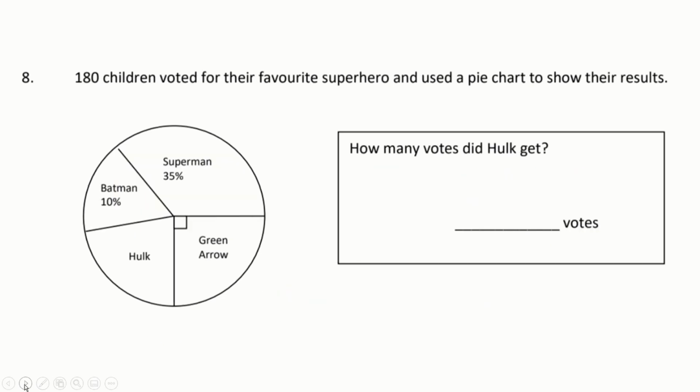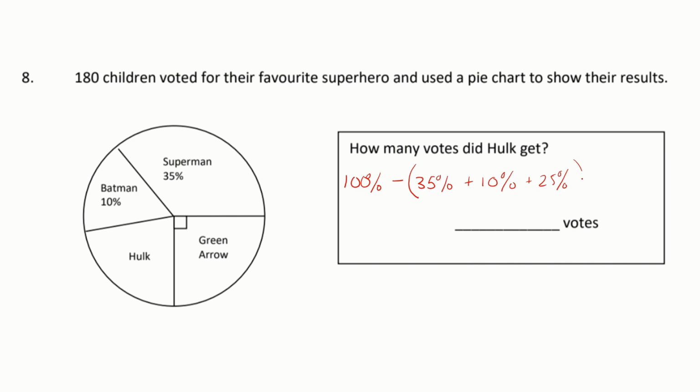Let's look at one more last question. So in this last question, 180 children voted for their favourite superhero and used a pie chart to represent their results. Okay, so all of them are percentages. My opening calculation is going to start with 100%. 100%, remember to get the percent sign, minus, nice bracket. You've got 35% here, and that's Superman, plus Batman, which is 10%. Then we've got Green Arrow, which is 25%.